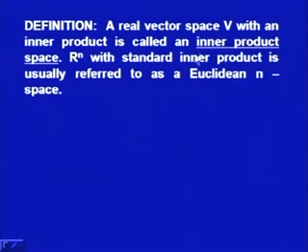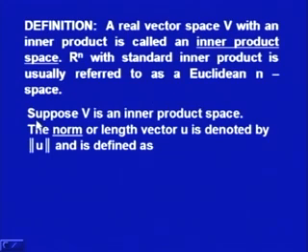Now, we define inner product space. We say a real vector space V with an inner product is called an inner product space. So, to define an inner product space, we have to define an inner product on a real vector space. Normally, R n with the standard inner product is called Euclidean n space.